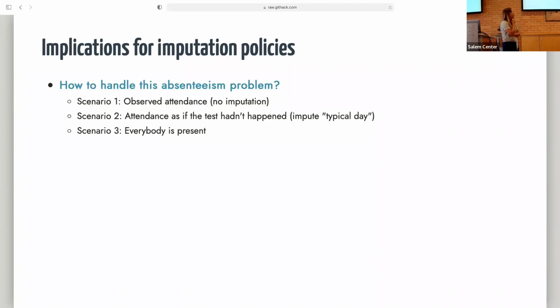So scenario 2, which is the one that we're working on right now, is this scenario where attendance is as if the test hadn't happened, right? So if this was a typical day. So you're not necessarily imputing everyone that skipped that day, but you would impute those ones that would most likely have shown up if it was not a test day, right? And scenario 3, which is the most stringent, but that has actually been proposed by different agencies, is that we should just impute everybody that doesn't show up, right?